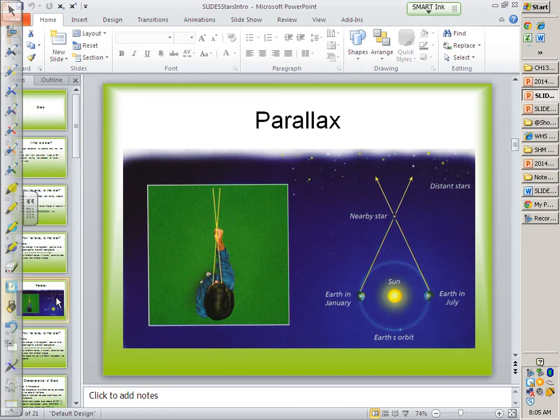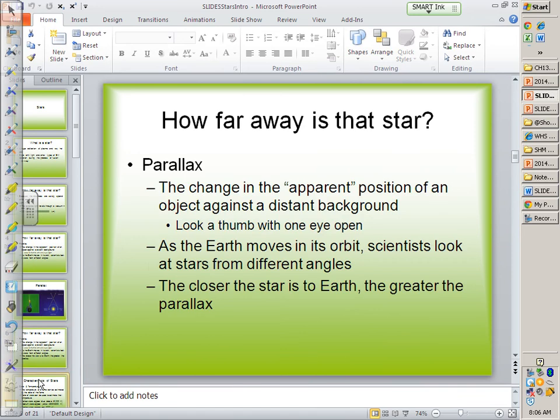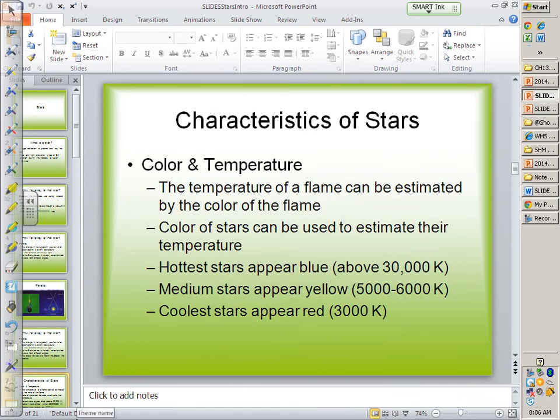That its apparent position can change. We did the example with the thumb, and if you close one eye and open it, then close the other one, your thumb appears to move based on where you're looking at it from. And because of that, we can figure out how far away a star is. When these two lines intersect, we know the distance in our orbit from one side of the sun to the other, so we know one side of a triangle, and we can figure out the other sides. Good there.